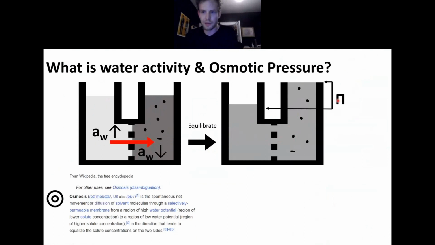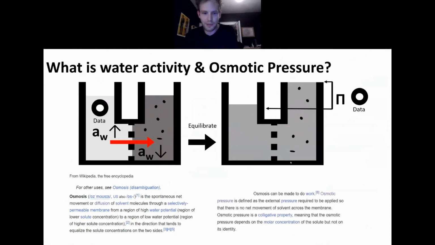And that osmotic pressure becomes this difference, right? At a certain point, the water can't fight gravity to go equalize this side anymore, and so the osmotic pressure is the pressure that you need to push water back, right? And the Wikipedia definition is osmosis can be made to do work. Osmotic pressure is defined as the external pressure required to be applied so that there's no net movement of solvent across the membrane. Osmotic pressure is a colligative property, meaning that the osmotic pressure depends on the molar concentration of the solute, but not on its identity.